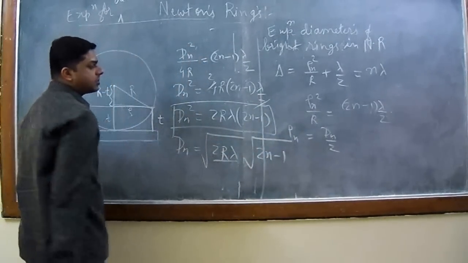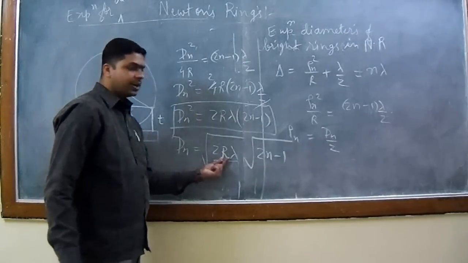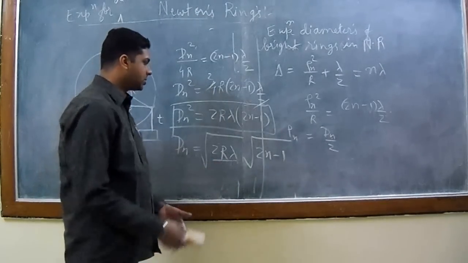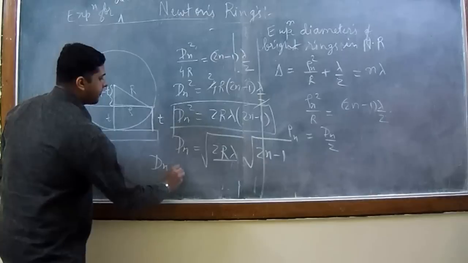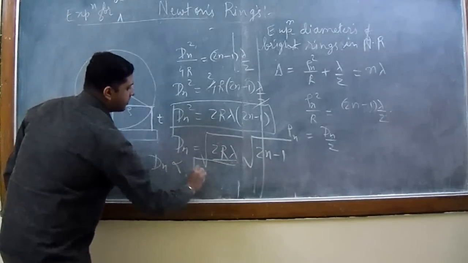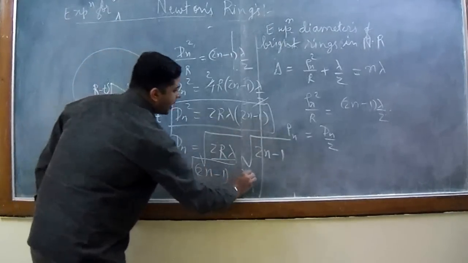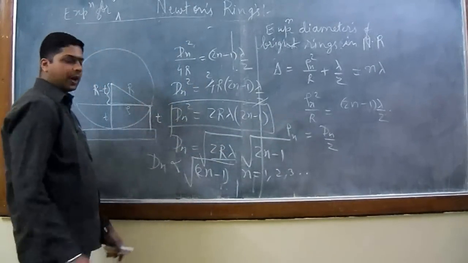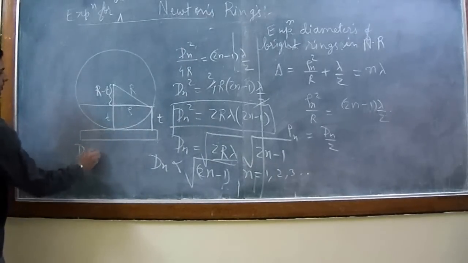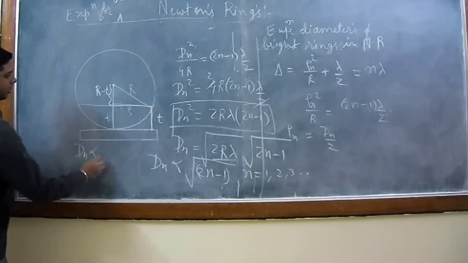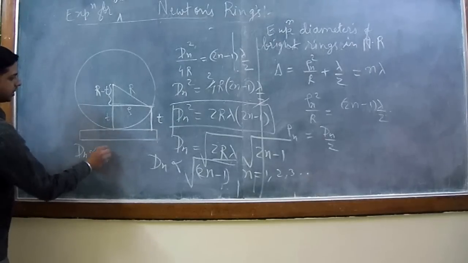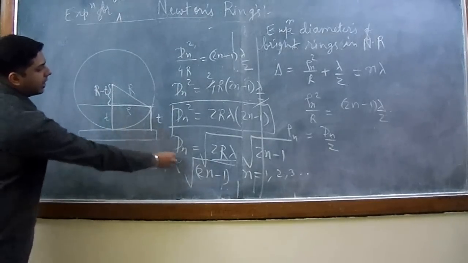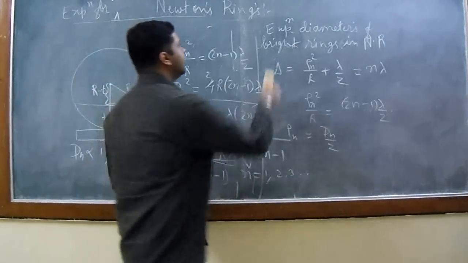Since 2 r lambda is a constant, where r is the radius of curvature of the plano-convex lens, it is constant. Lambda is the wavelength of the monochromatic source of light, it is also constant. And hence diameters of bright rings are always proportional to square root of (2n minus 1), where n can take values like 1, 2, 3 and so on. If we substitute these values of n, then the diameters of bright rings are always proportional to the square roots of values like 1, 3, 5, 7 and so on.